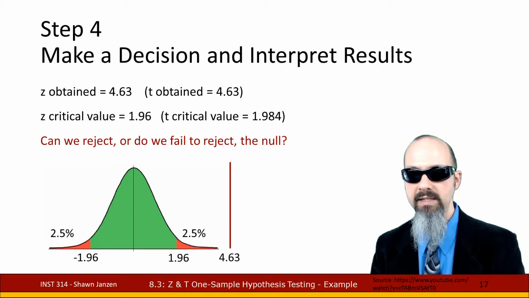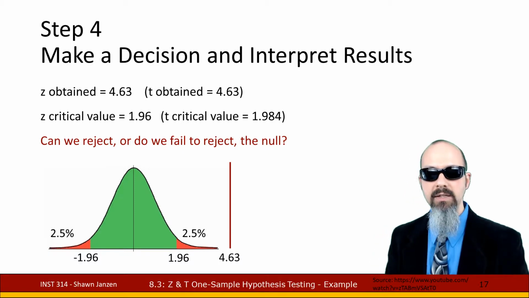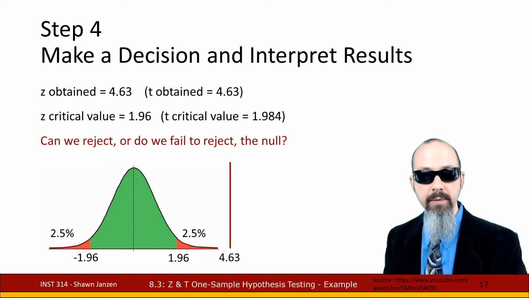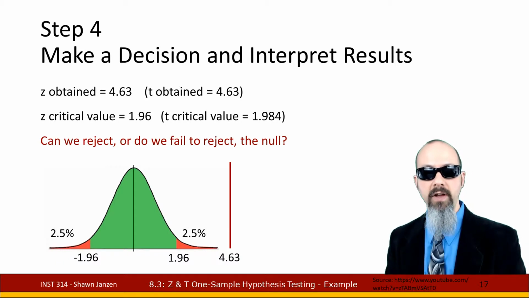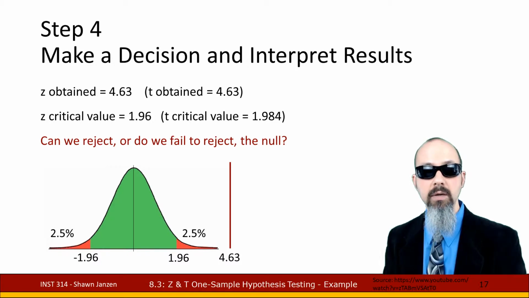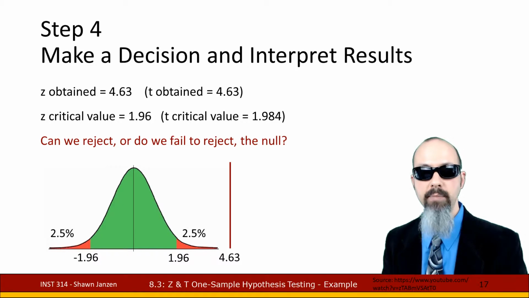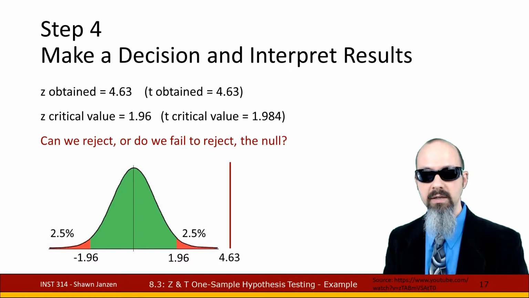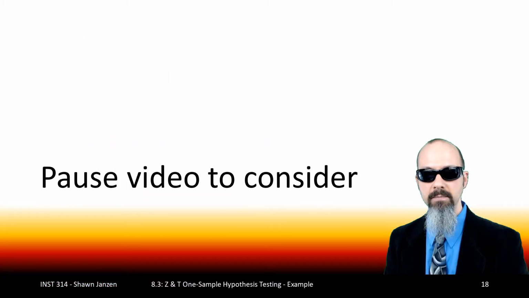So let's take that and make our interpretation. The z critical value was 1.96. The t critical value was 1.98, very close to each other, and the score that we obtained for both z and t is 4.63. So can we reject, or do we fail to reject, the null? I have a distribution here where the red shaded region is the z critical region, and I plotted a red bar out where our z score was. So 4.63 is far off into the tail, past 1.96. Go ahead and think about this for a moment. I'll wait.